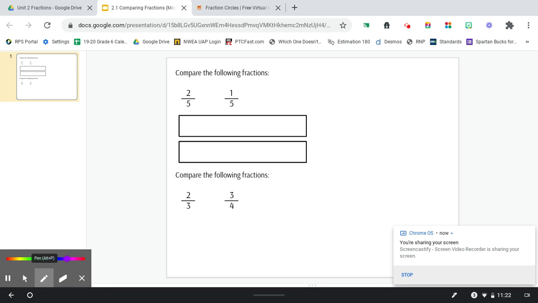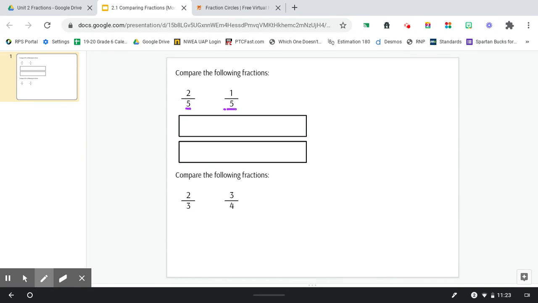All right, so we're going to talk about comparing fractions using models. So if I'm comparing the fractions 2/5 and 1/5, notice both of my denominators are 5. So when I have my pictures, I can draw them out using the same denominator. So that means I'm breaking these bars into 5 pieces.